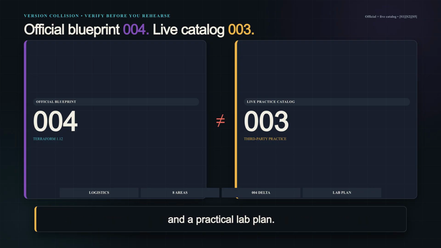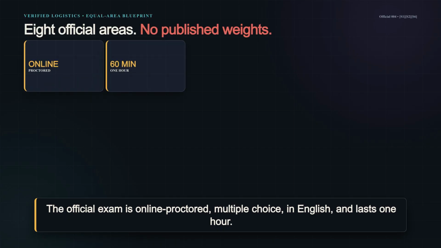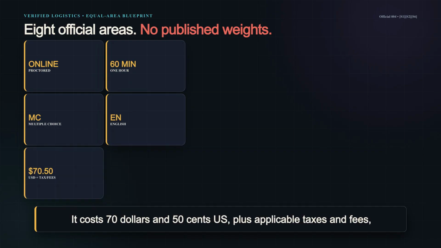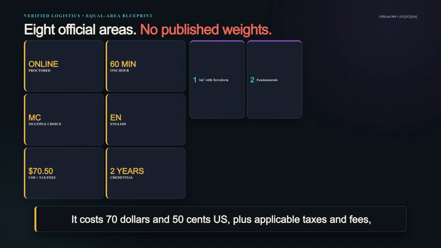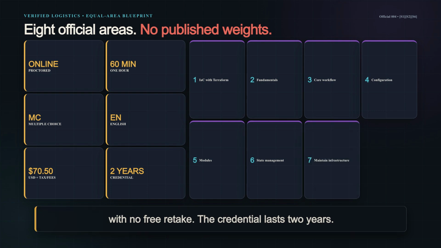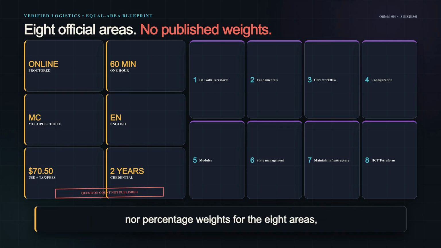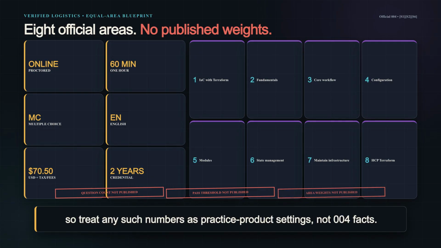The official exam is online proctored, multiple choice, in English, and lasts 1 hour. It costs $70.50 US, plus applicable taxes and fees, with no free retake. The credential lasts 2 years. HashiCorp publishes neither the official question count, the passing threshold, nor percentage weights for the 8 areas, so treat any such numbers as practice product settings, not 004 facts.